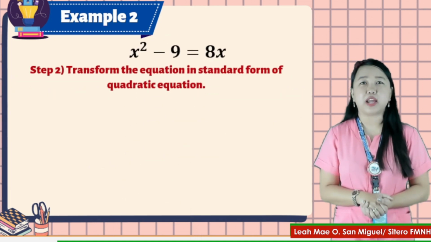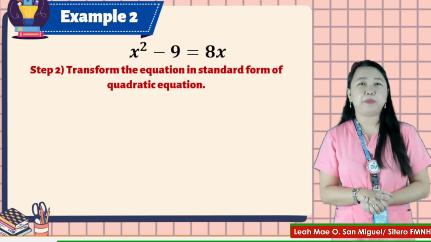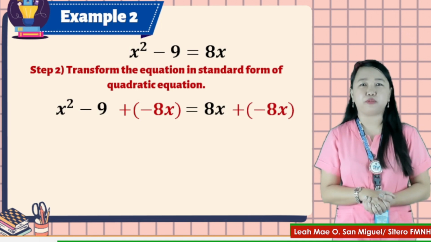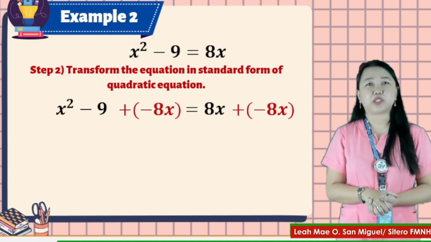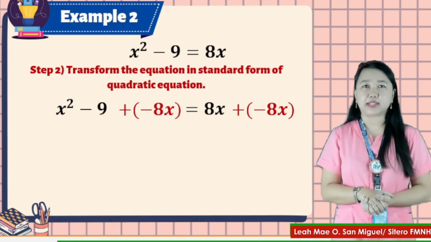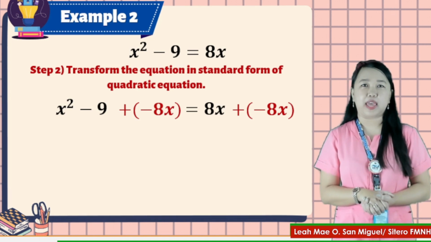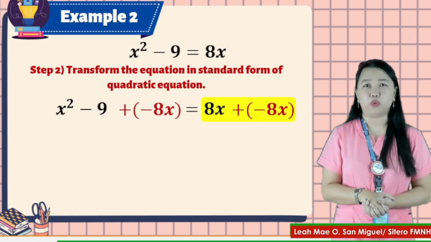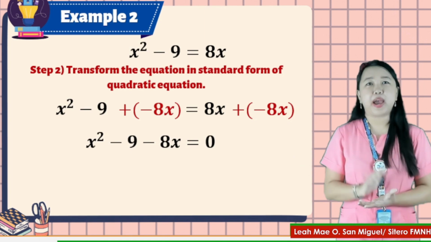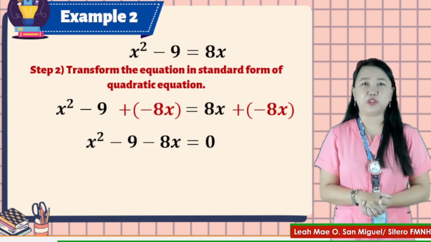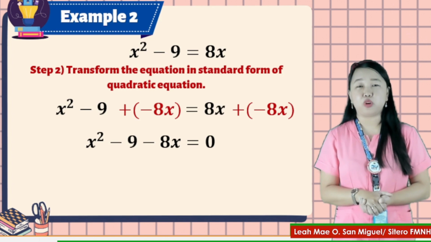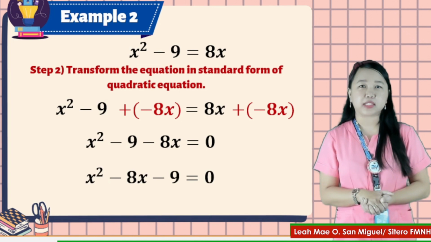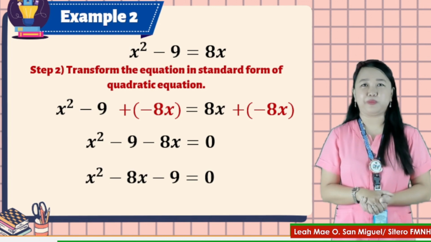Step 2. Transform the equation into the standard form of a quadratic equation. Applying the addition property of equality by adding negative 8x on both sides of the equation, we have x squared minus 9 plus negative 8x is equal to 8x plus negative 8x. Simplify. 8x plus negative 8x is equal to 0. This gives us x squared minus 9 minus 8x is equal to 0. Arrange the terms in descending order based on exponents. It will be x squared minus 8x minus 9 is equal to 0.